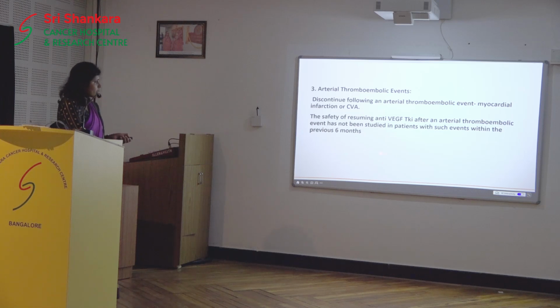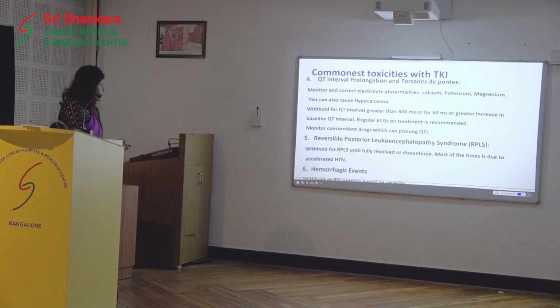Arterial thromboembolic events. In a patient who is on these tyrosine kinase inhibitors developing an arterial thromboembolic event, that is a myocardial infarction or CVA, we need to permanently stop. And the safety of resuming this anti-VEGF tyrosine kinase inhibitor after such an episode has not been studied. More so, it is not safe within the 6 months, but after 6 months to restart or not, it is subject to individual physicians' experience.